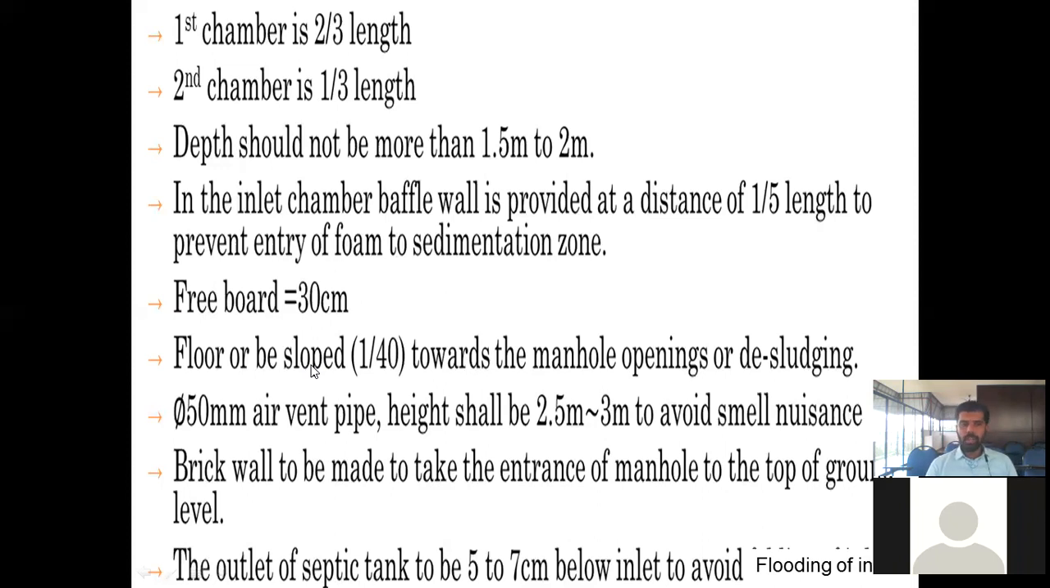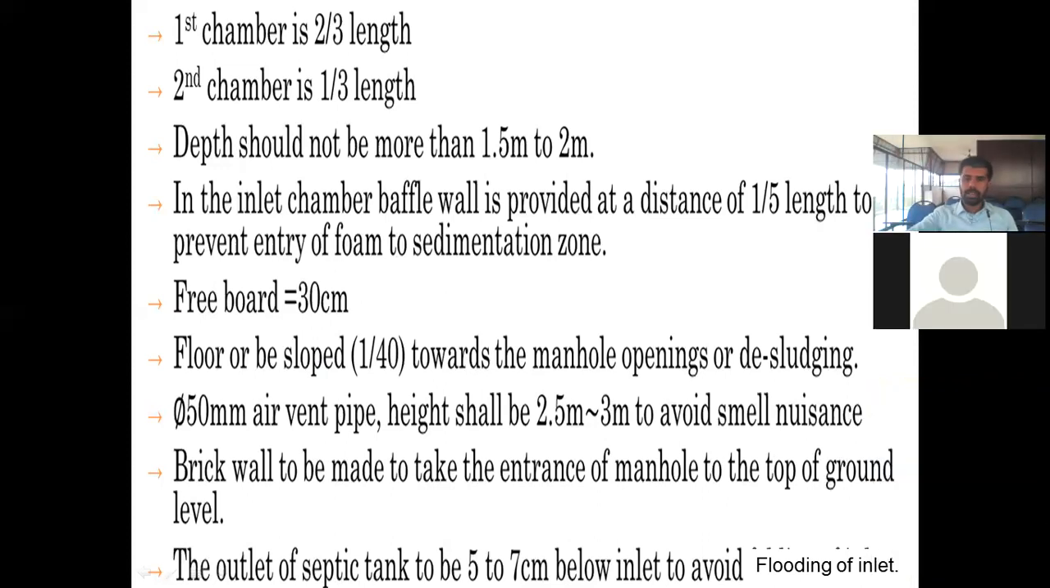should be provided, and the height shall be 2.5 to 3 meter to avoid smell nuisance. This pipe should be vented in a proper way, at least at a height of 2.5 to 3 meter. Otherwise, if you give just 1 meter or 2 meter, the smell will be surrounded here and there. So to vent properly and avoid smell nuisance, we can take the vent pipe to 2.5 to 3 meter height, so that the smell will be discharged properly.